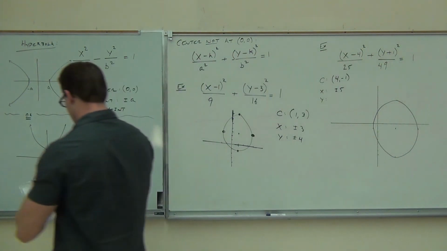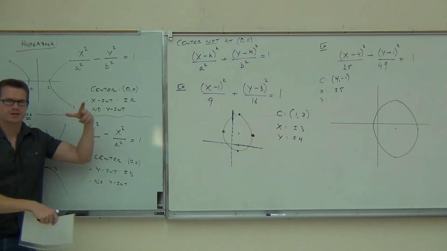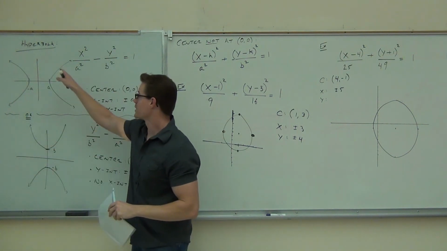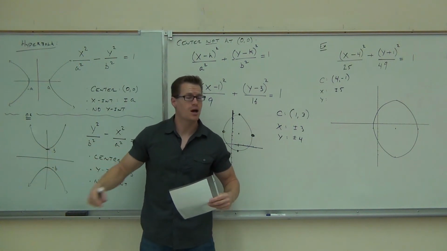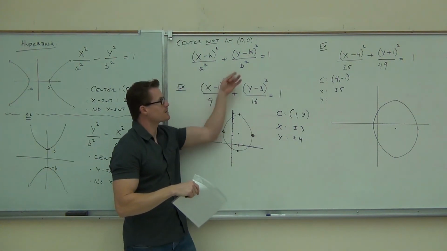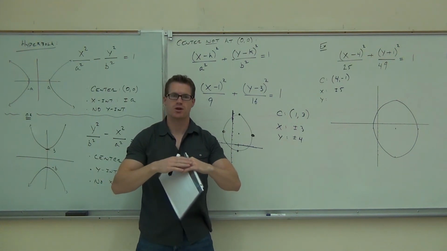So we've got our two cases. We have x coming first, x direction. Y coming first, y direction. In our x direction, we're going to have x-intercepts, but not y. In our y direction, we'll have y-intercepts, but not x. Those numbers are still found exactly the same way that you do your ellipse. So we'll give you spread along the x and spread along your y, respectively.